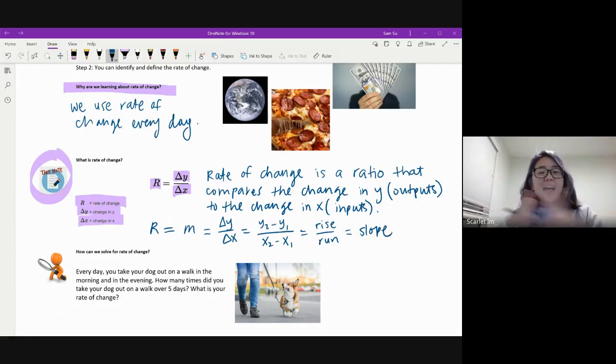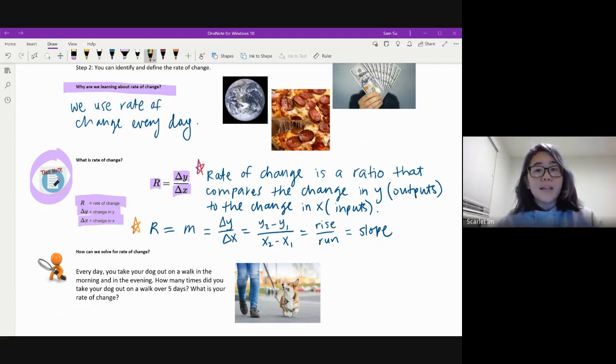So rate of change is actually very, very important. You're going to be using it in all your math classes. So it's really important that you have these definitions down. So I'm going to give you a few seconds to finish writing these notes. Make sure you have the definition here as well as all the formulas here. Okay, feel free to pause the video. I'm going to assume that you paused the video and unpause it to continue on.